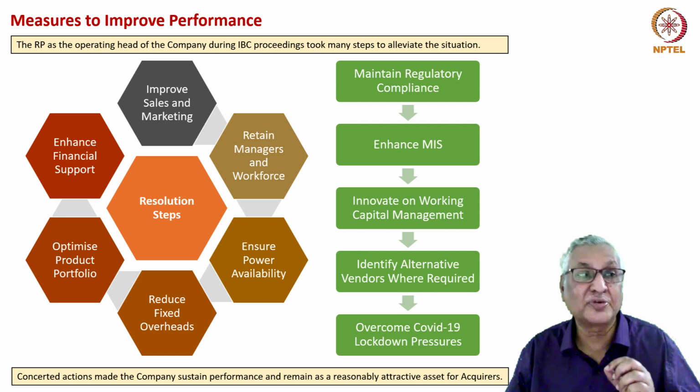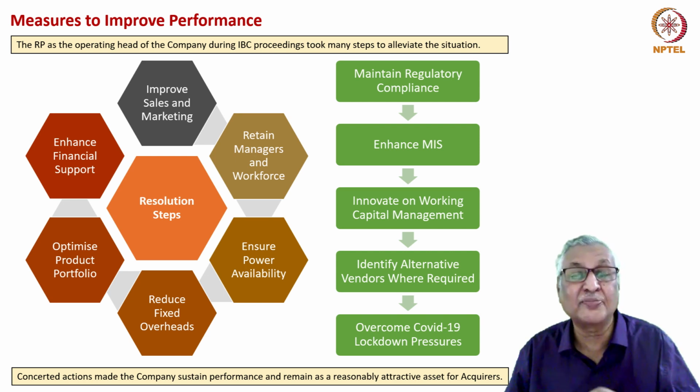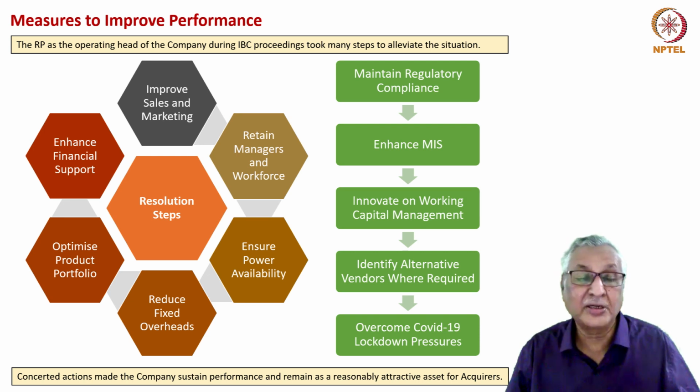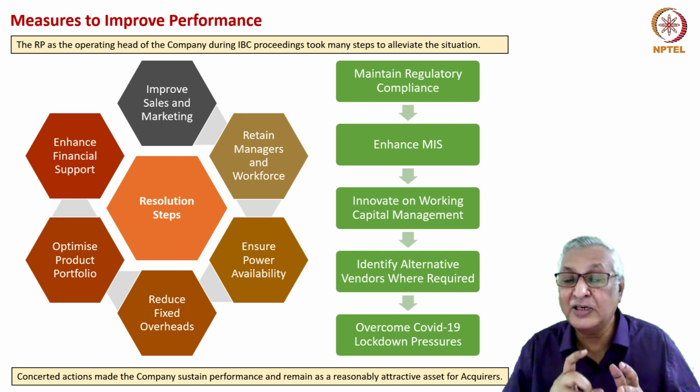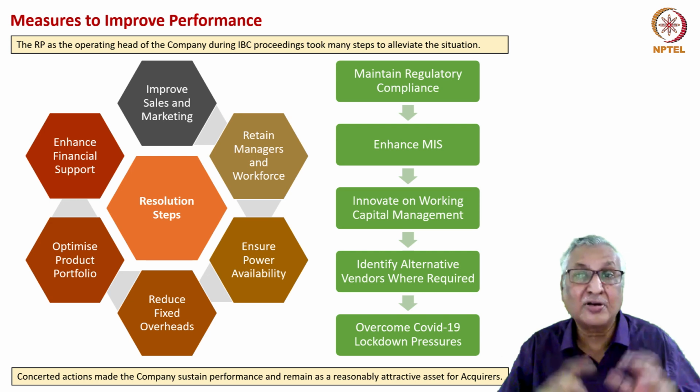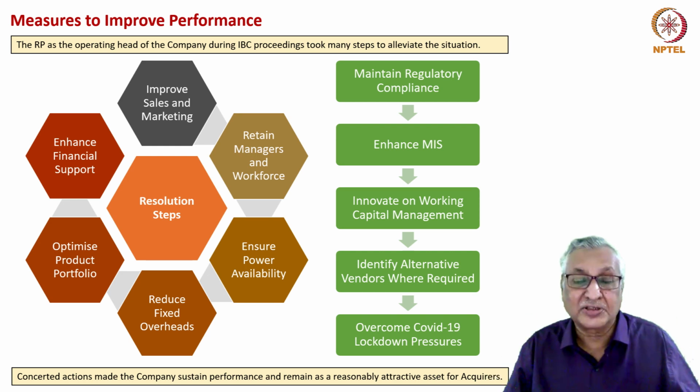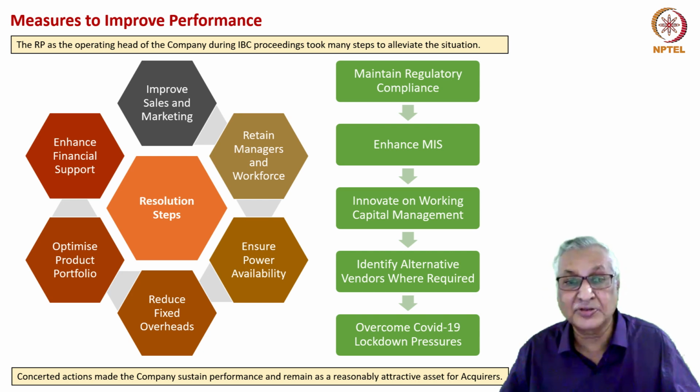And that's what the resolution professional Mr. Ramkumar did as the operating head of the company during IBC proceedings. He took many steps to alleviate the situation: improve sales and marketing, retain managers and workforce, ensure power availability, reduce fixed costs, optimize product portfolio, and enhance financial support. Maintain regulatory compliance, enhance MIS, innovate on working capital management, identify alternate vendors where required, and overcome COVID 19 lockdown pressures. All of these considered actions made the company sustain its performance, albeit at a low level, and remain as a reasonably attractive asset for the acquirers.